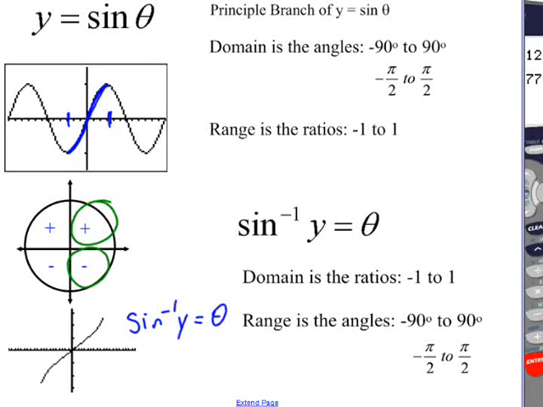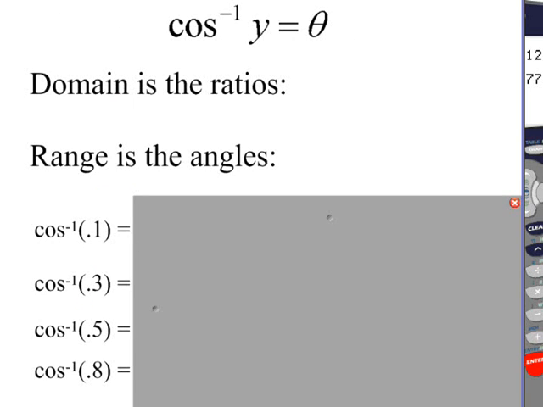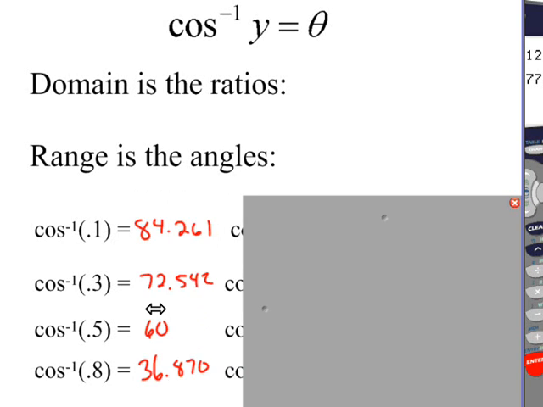All right, let's investigate cosine. Okay, so again, the domain is the ratio of the sides, right? So side lengths, and the range are our angles. So if I put these into my calculator, which I have already done, I'm going to have these four decimals. So 0.1 is 84, 0.3, so we're getting less the closer we get to 1. Okay, so again, keep in mind that these are the angles. And this is the adjacent side divided by the hypotenuse.